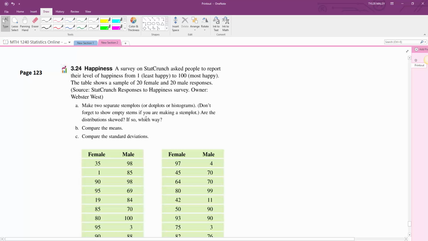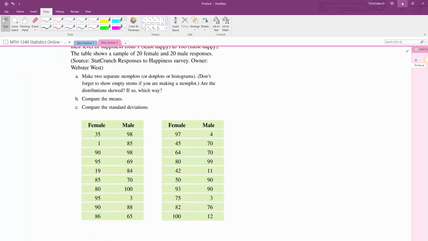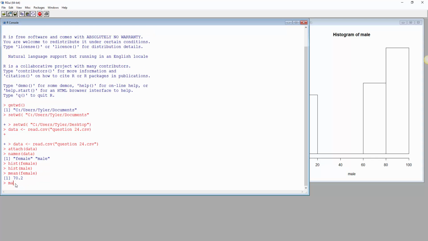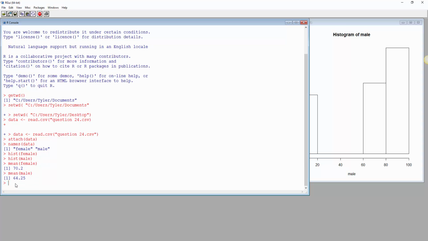So then part B says compare the means. If I come back into R, I can do mean of female and get that. I can do the mean of male and get that. So the female mean was 70.2 and the male mean was 64.25. So what we could say is that the typical happiness level is higher for the females. That's what we could conclude from that.